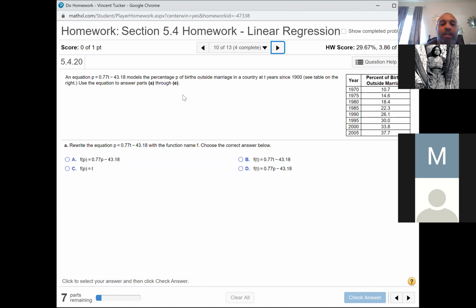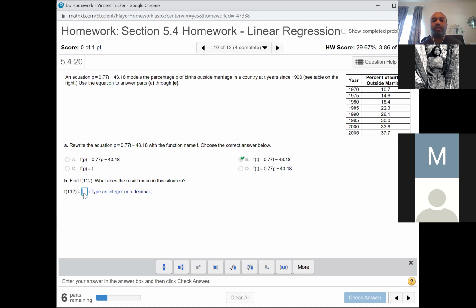All right, so here we have P equal to 0.77t minus 43.18, and they want us to write it in function notation. So it says rewrite that with function name f, choose the correct answer. So it's not going to be f of p, because p is what we're going to substitute in for f. It's going to be f of t, and you know t is the variable that we plug in. So everything should be the same, but then it should be f of t. So that should be b. And then here, it wants to plug in 112 into the function.